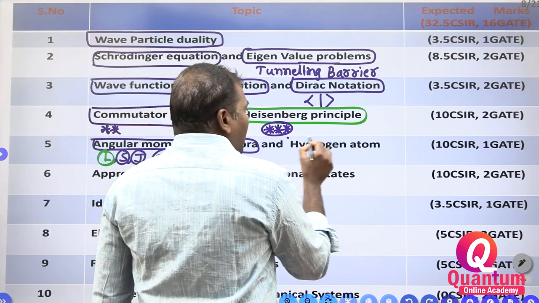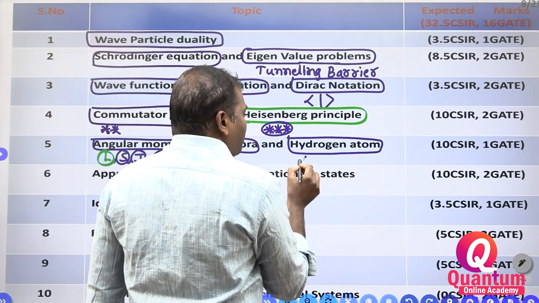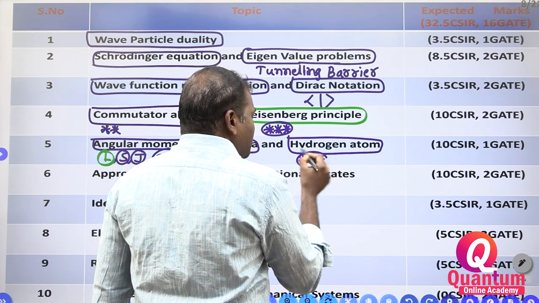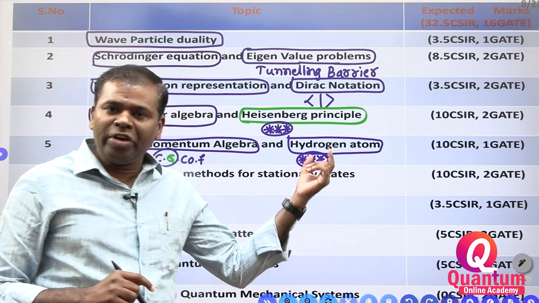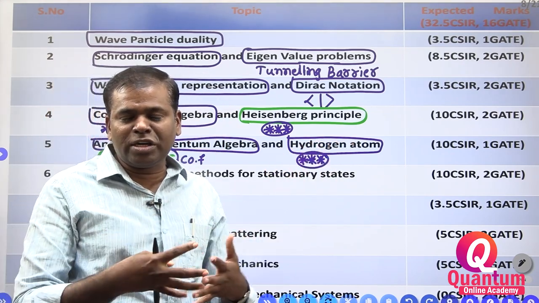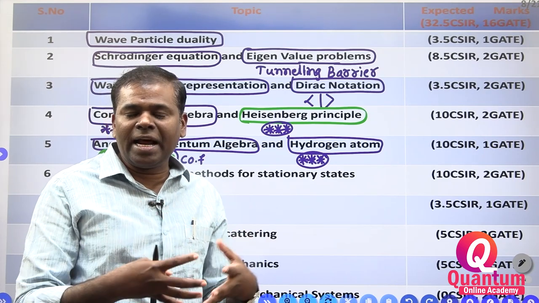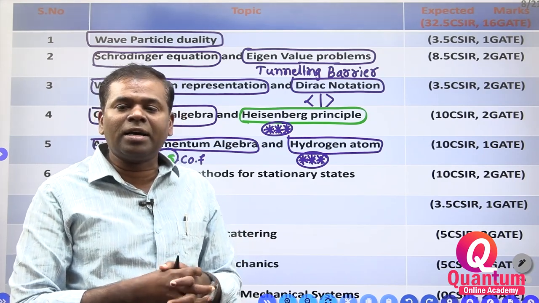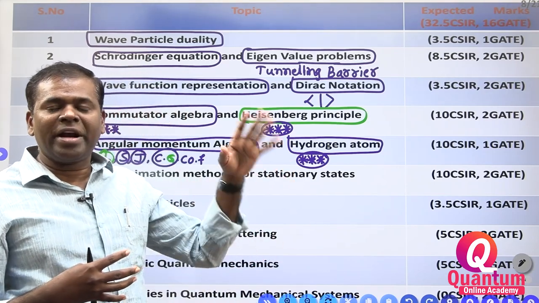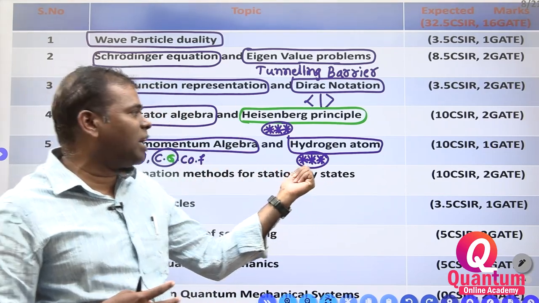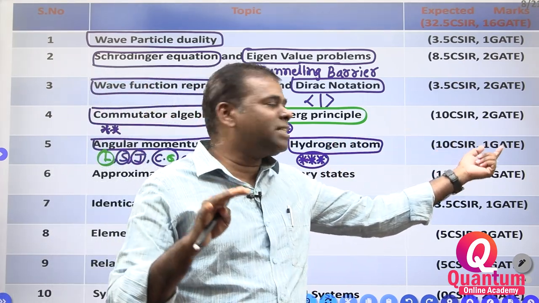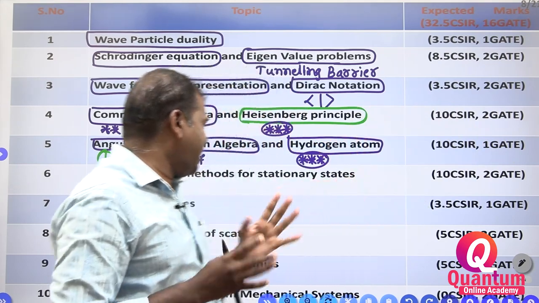Not only that, the hydrogen atom is also very, very important. From this also you may get so many questions in the CSIR examination. These questions we already got in the last CSIR exam. Hydrogen atom: what is the wave function of the hydrogen atom, what are the energy values, what are the radii of the first orbit and second orbit, the expectation value of the radius, they will ask. 10 marks expected in CSIR, 1 mark for GATE.